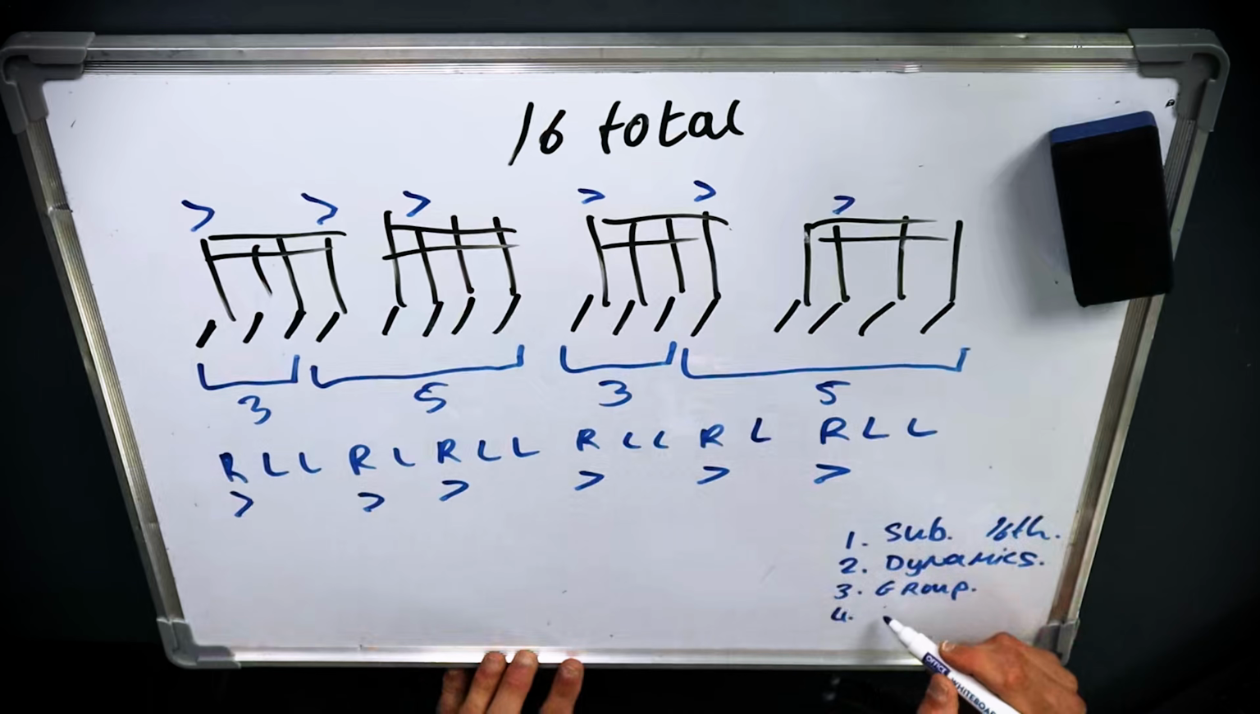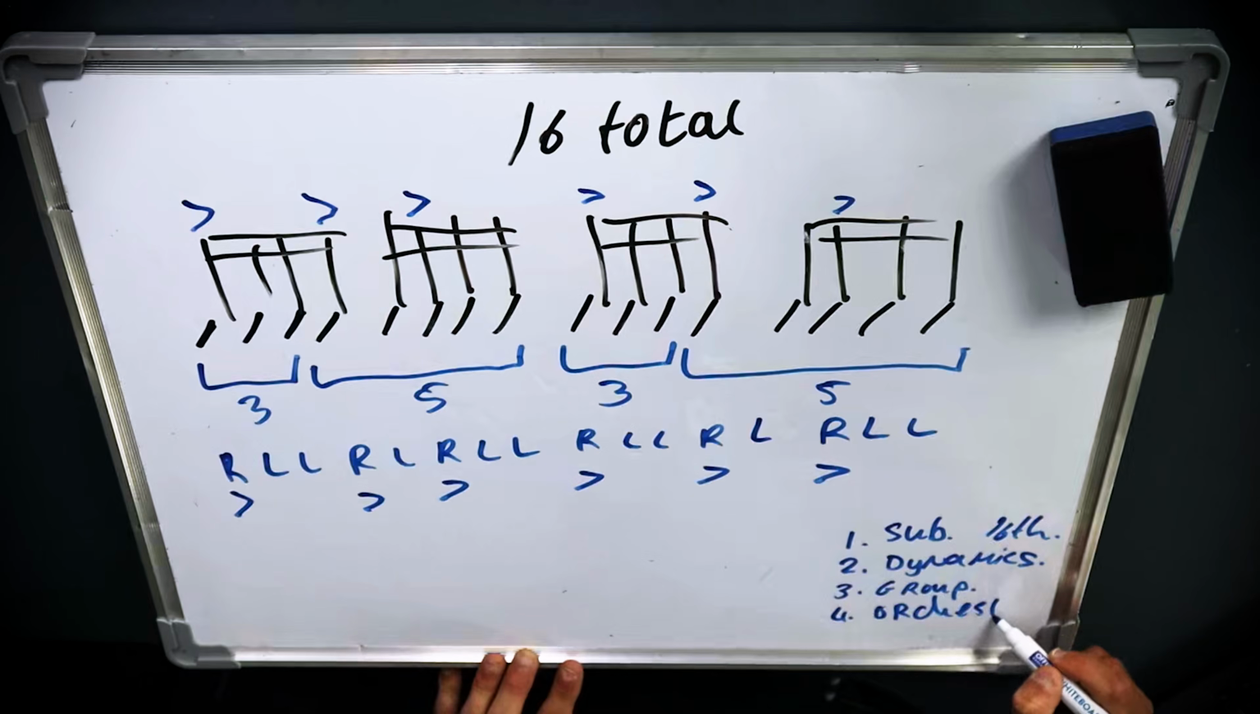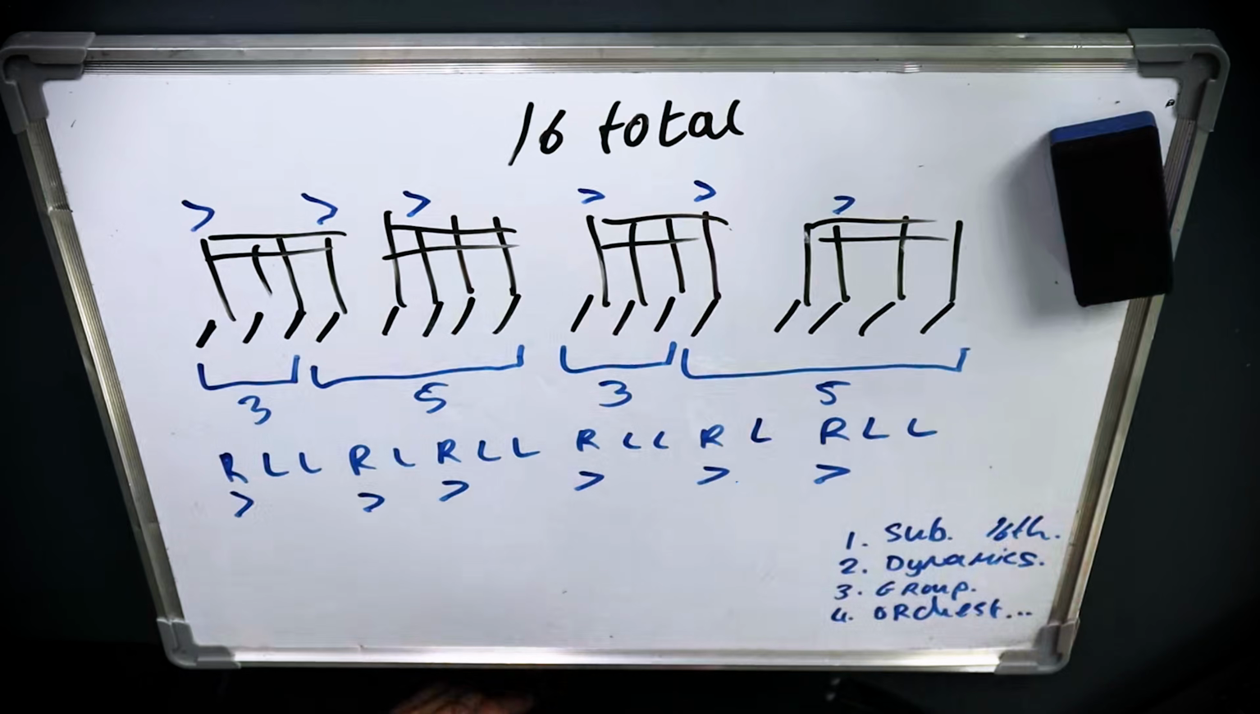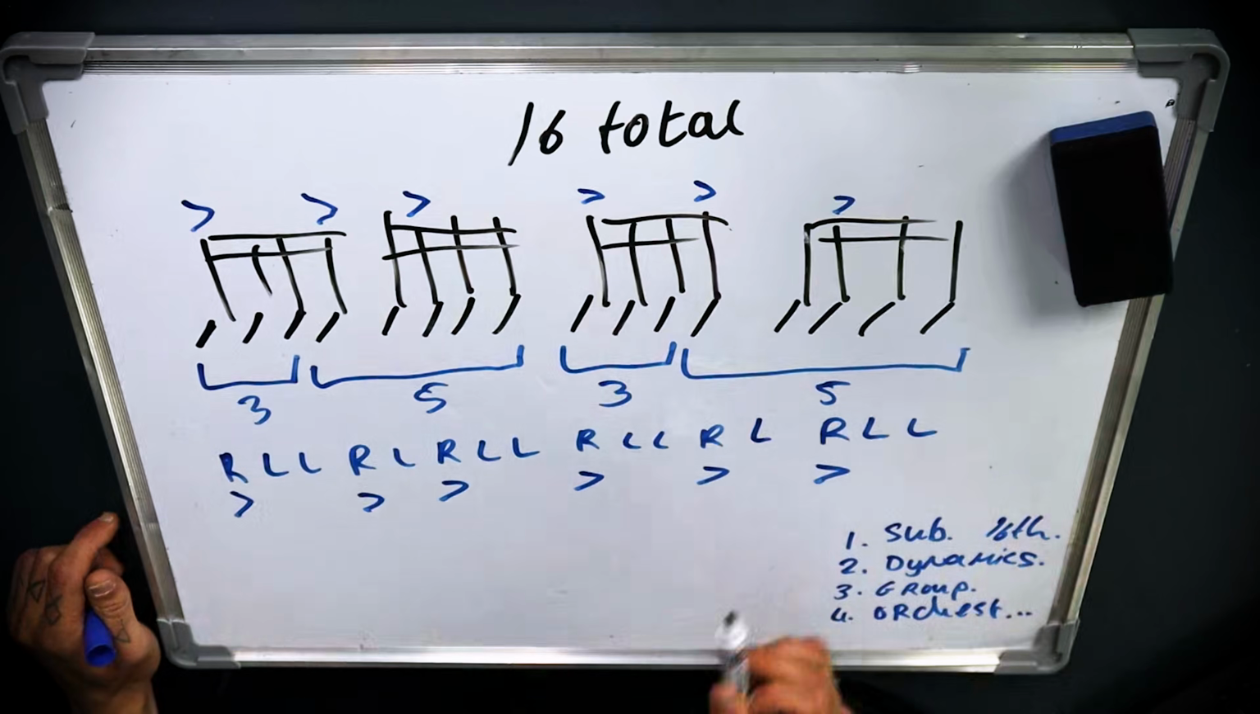So the groupings that we're actually going to use are groups of 3 and 5. And the sticking that relates to the groupings are right, left, left, and right, left, right, left, left. So only hands. So we play that, and then where do we actually play it? Orchestration. So I said, hey, play it on the snare. We did that. We heard how it sounds.